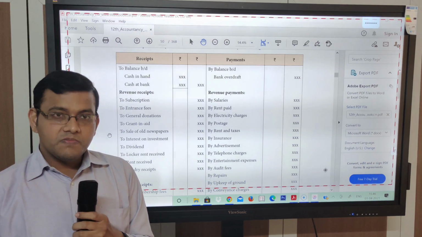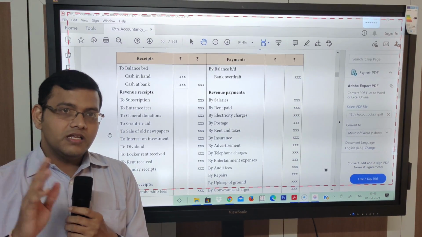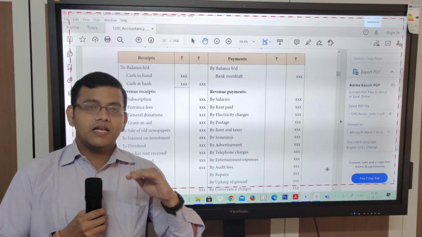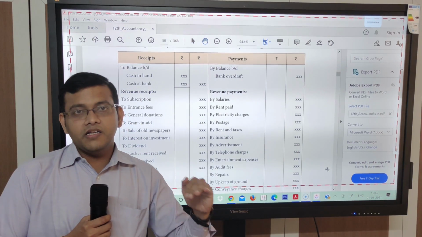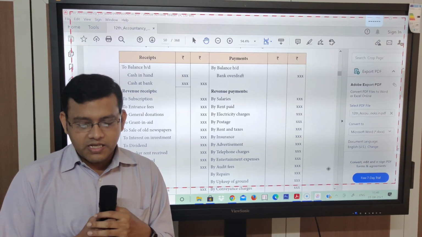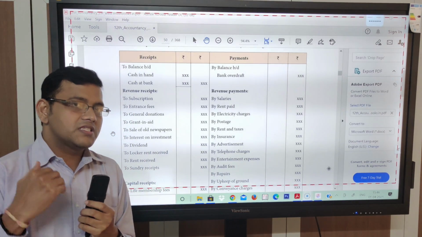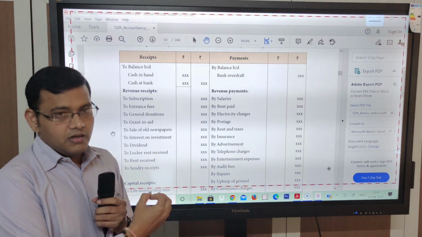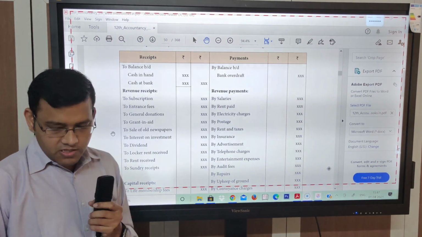Now the difference between receipts and payments, and income and expenditure, is what you know, that is your revenue and capital items, and your current year or previous year or the past items. All those bifurcations have already been dealt with. So we will be directly getting into the topic and the illustrations now.